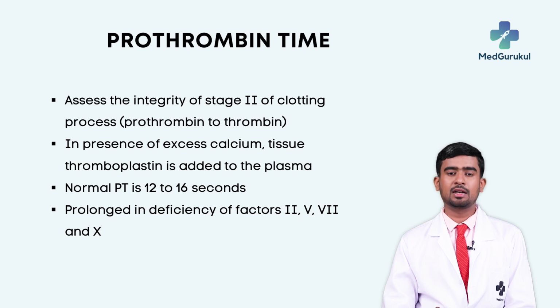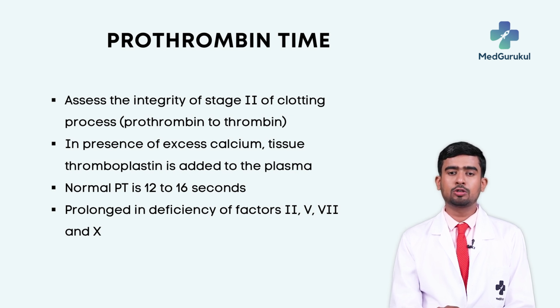Then the blood is centrifuged and the plasma is taken. To this plasma, we will add excess calcium along with tissue thromboplastin. This will lead to activation of the extrinsic pathway, and it will lead to formation of the clot within the plasma. This occurs within 12 to 16 seconds, and this is due to the activation of stage 2 of coagulation. It assesses the integrity of stage 2 of coagulation.